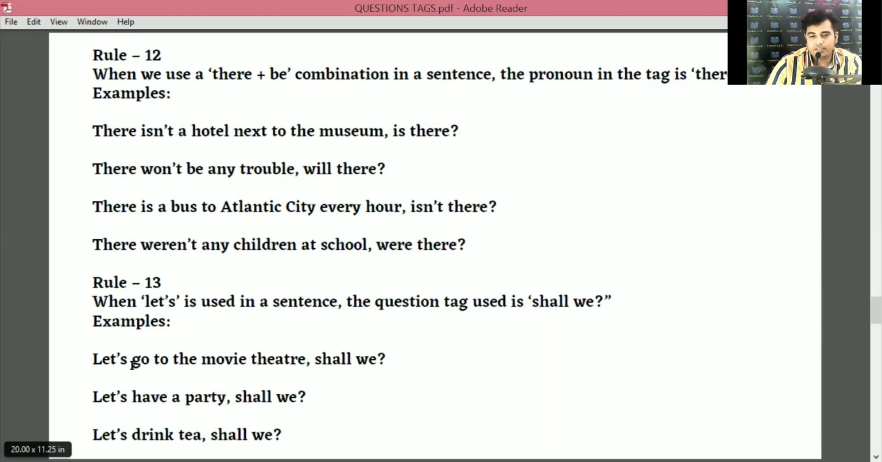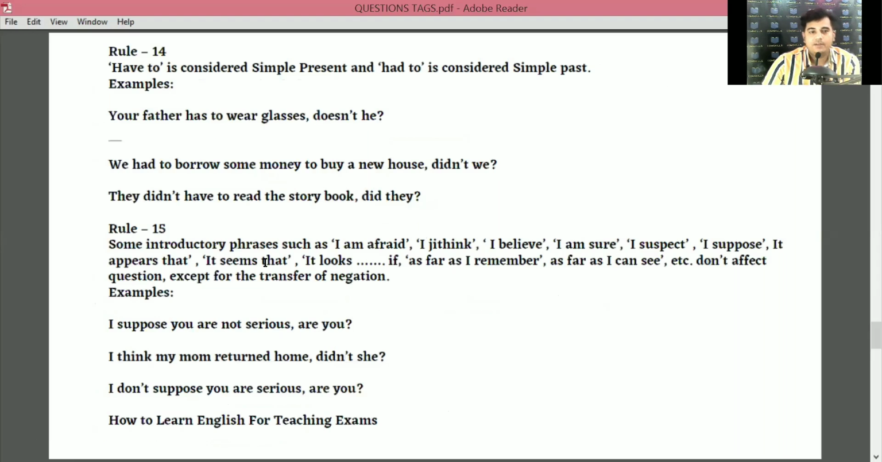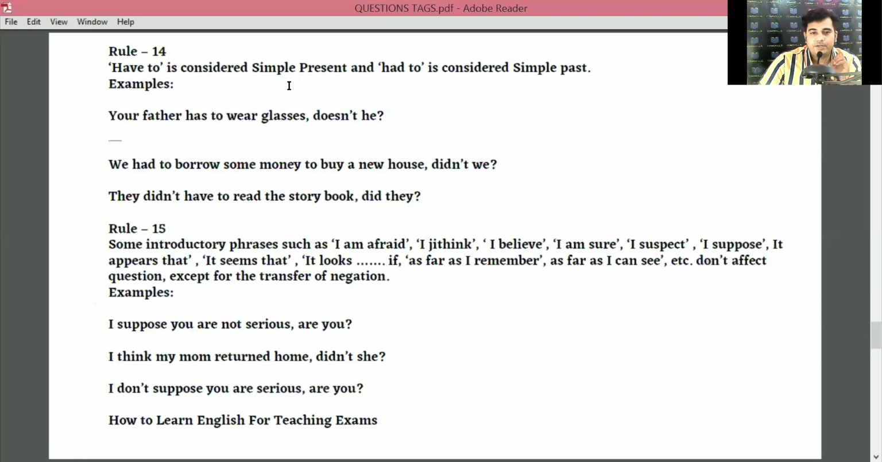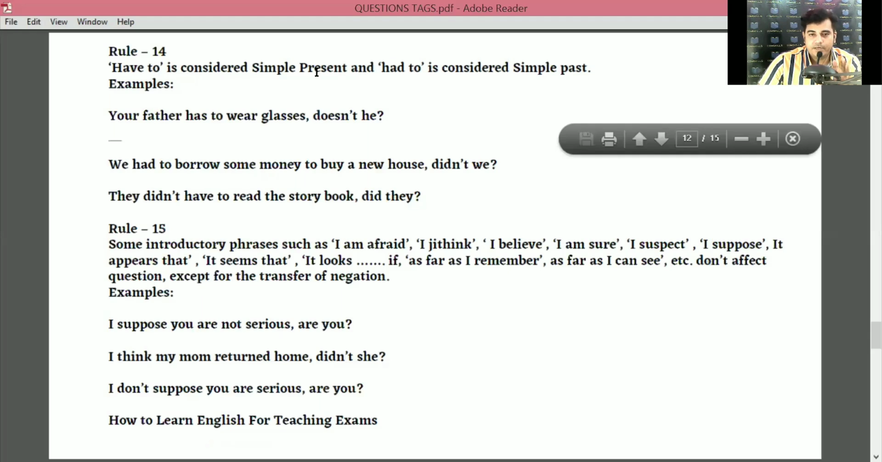So when you see let's, just use shall. Let's have a party, shall we? Let's drink a tea, shall we? Then rule number 14. Have to is considered simple present and had to is considered simple past. So when you see have to or has to, use simple present, and for had to use simple past.